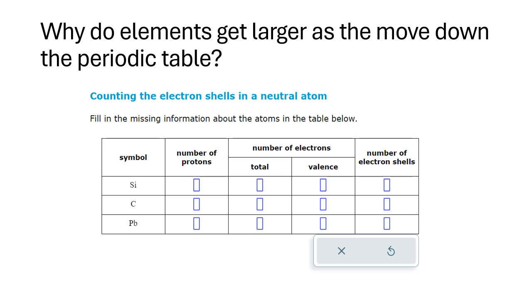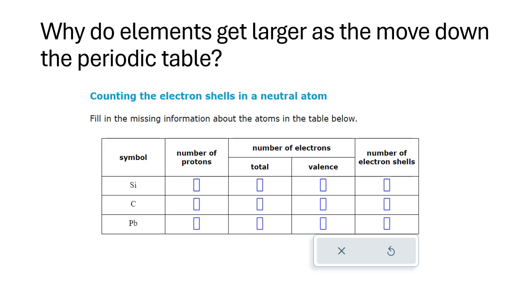All right, so protons, this is easy, silicon, top number. Then we have 14 electrons. Carbon, 6 electrons. Lead, Pb, 82 electrons. So we know as we go down, it gets larger. So carbon's going to be the smallest, silicon's going to be next, and then lead, Pb, is going to be the largest. And valence electrons here is the outer electrons.